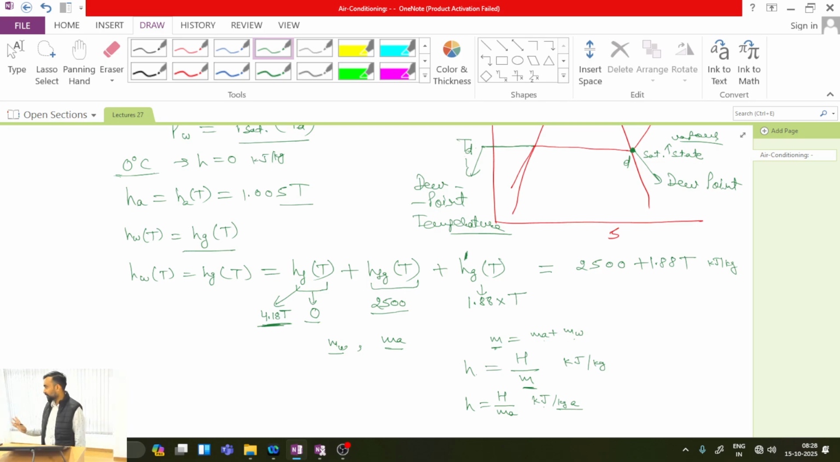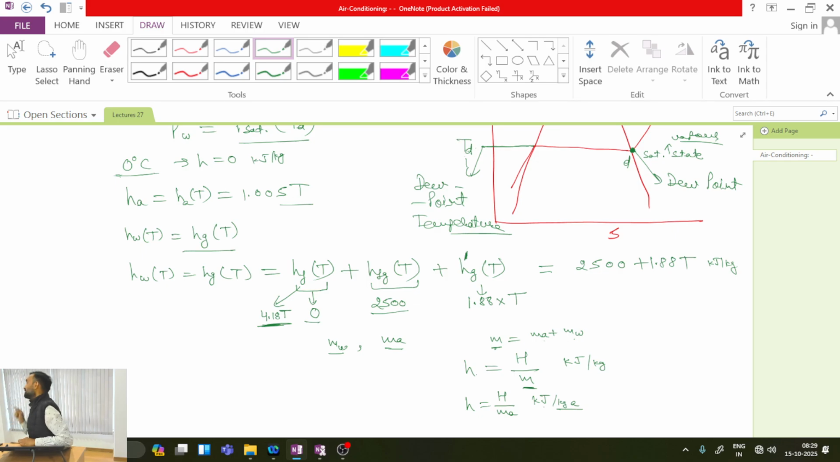That's why I will be writing this as kilojoule per kg of A, where kg A means dry air. Is this point clear? You have to understand this point very carefully. Why is this done? Because whenever you are handling a specific amount of dry air, it can have different amounts of water vapor corresponding to different temperature and pressure conditions. For different temperature and pressure conditions, the amount of water vapor will be different in the given mass of dry air.